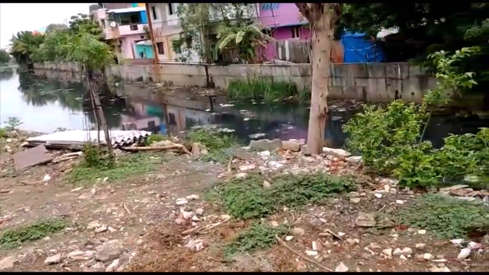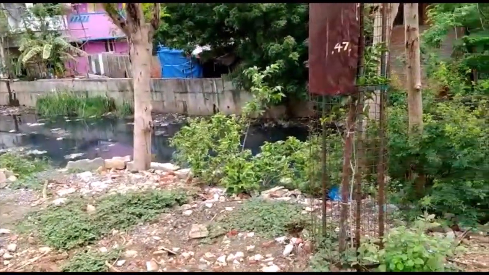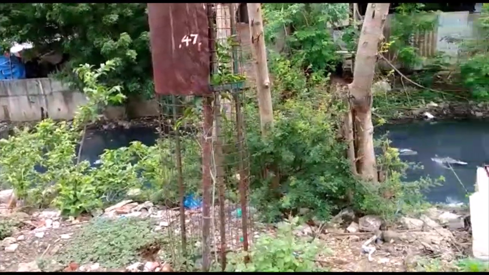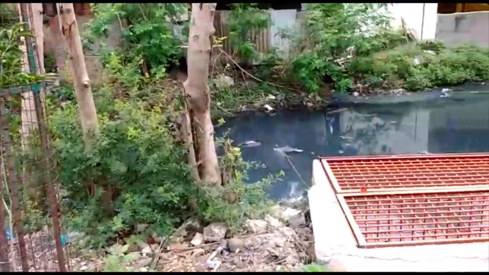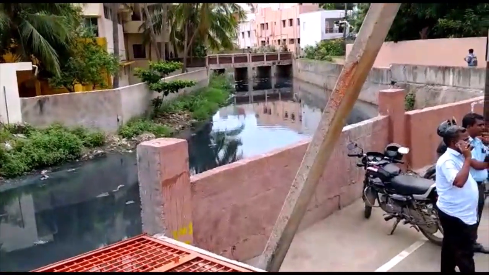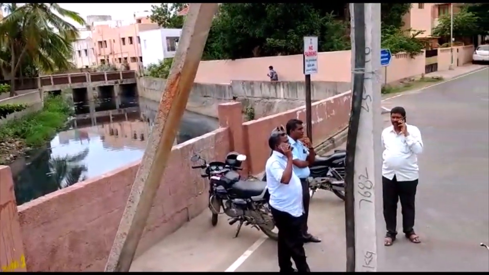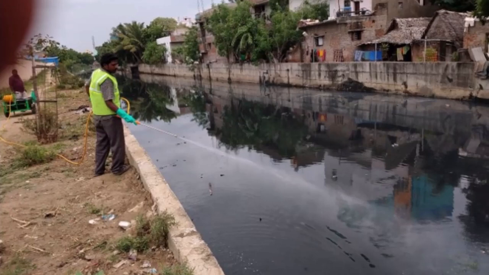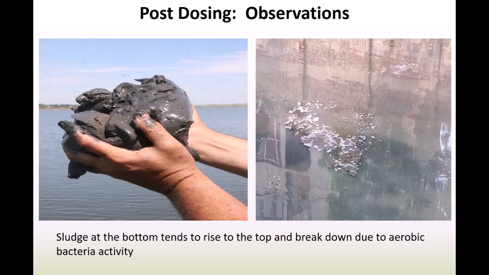The first step of the treatment would be to remove any floating objects on the surface of the water, such as plastic waste or plants, if any. We can now dose the water body with our treatment liquid using a spraying hose. In a matter of a few days, visible cues of the water treatment in action will be observed, as you will see from the following videos.